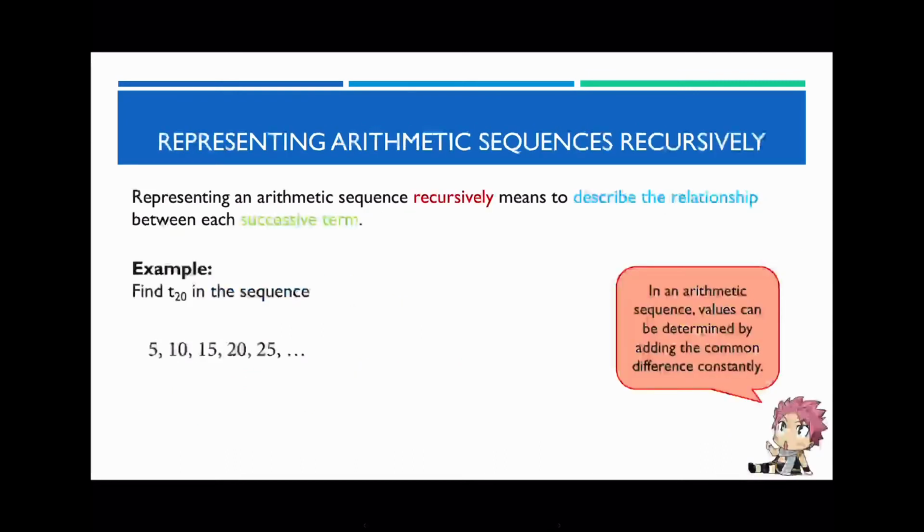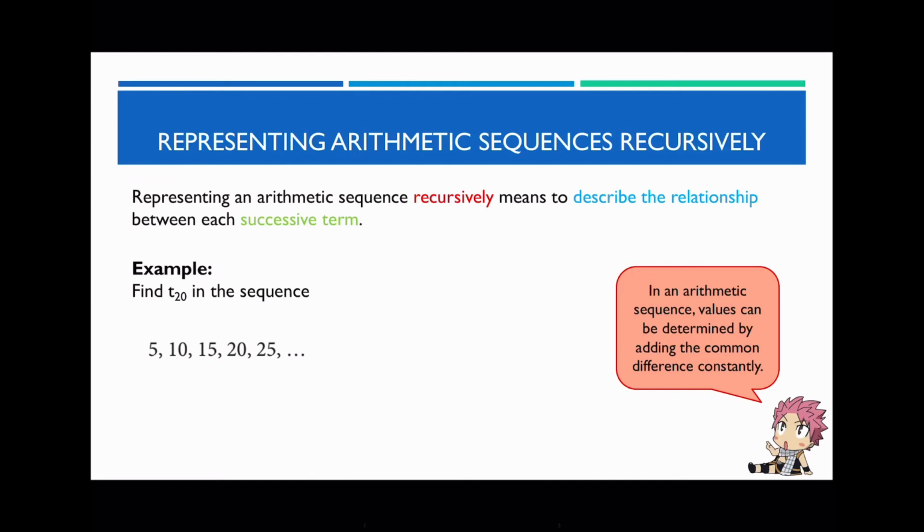So firstly, how do we represent arithmetic sequences recursively? Now, recursive just means repeating, like a recurring number or recurring decimal, the number keeps on repeating itself. Using that same definition in this context, we can do the same thing every single time to obtain the next value. So representing an arithmetic sequence recursively means to describe the relationship between each successive term.